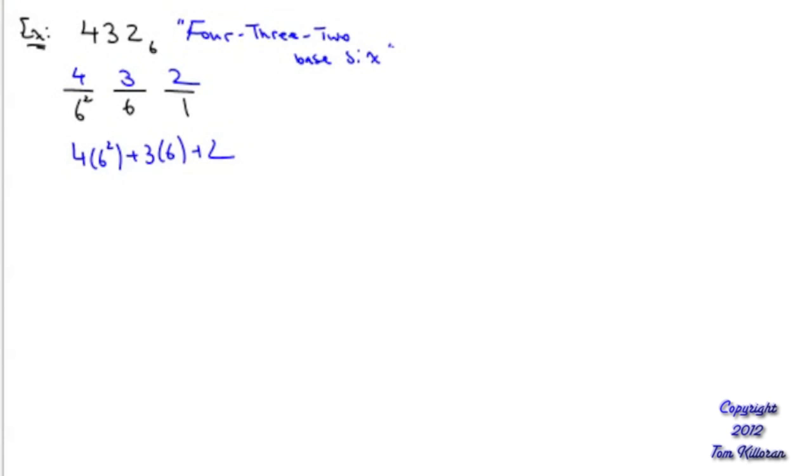What is it? 164. So 432 base 6 is equal to 164. That's how we have to write it out. No, but I'm telling you that they're equal to each other. I just want the 164.